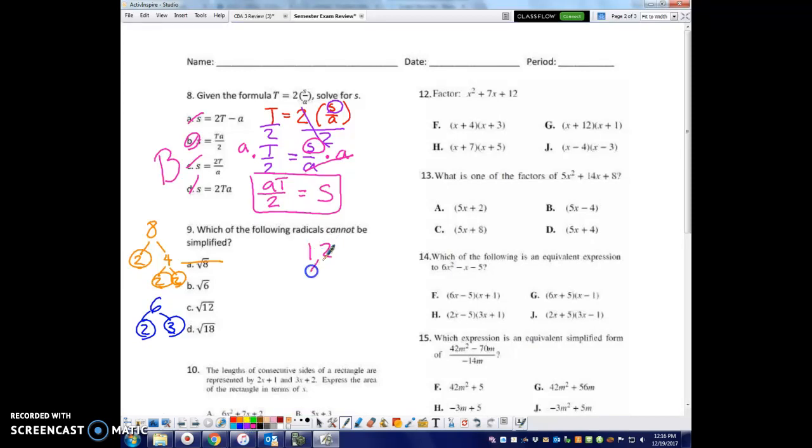12. 2 and 6. 2 and 3. Do we have any pairs? Yes, we do. So it can't be 12. And last one, 18. 2 and 9. 3 and 3. Does it have any pairs? It's got a pair of 3s, so no. So the one that cannot be simplified is 6. Square root of 6. It's a really easy way to go through it.